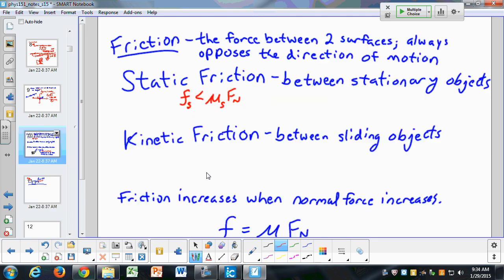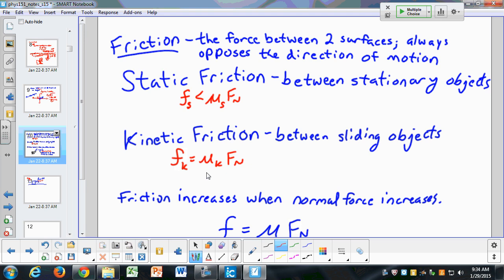All right, so kinetic friction then is between sliding objects. One point I want you to know, well, this is similar to what we had with static friction. In this case, Fk is equal to mu k times my normal force. That coefficient of friction times the normal force, just like for static friction, but we don't have all that business with the inequalities. It is what it is.